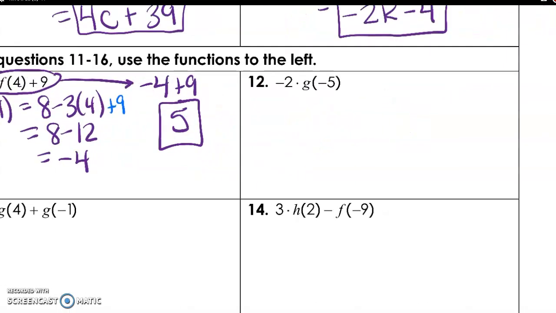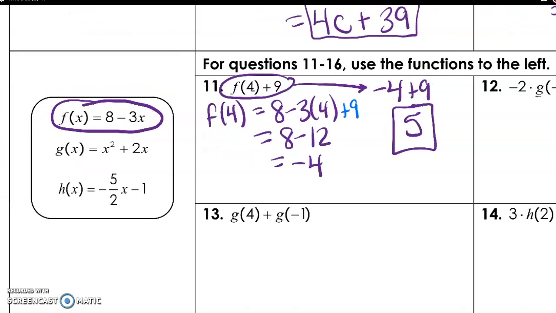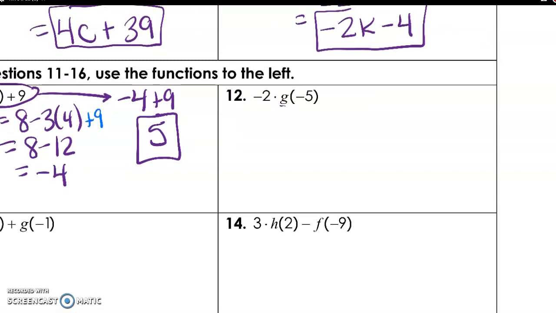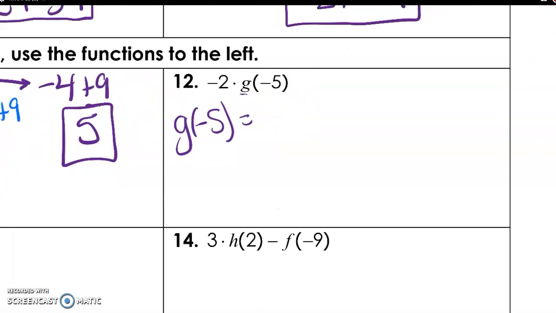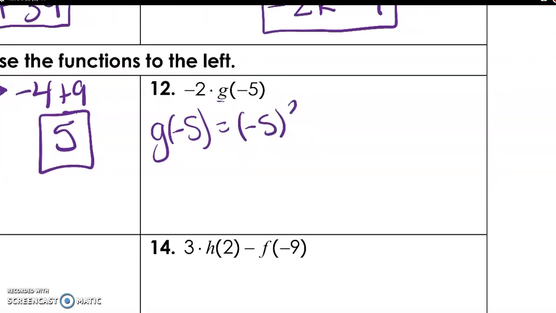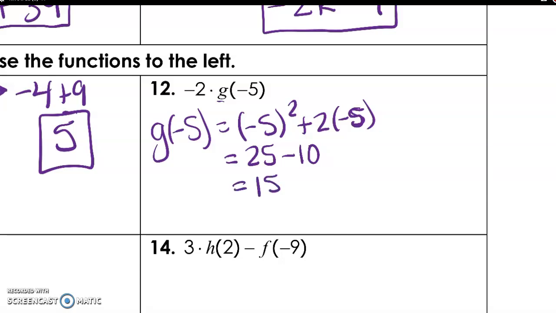So number 12, it's very important that you notice that we're using function g, which is the middle one. So part of it is looking and knowing which function you're using. And we're doing negative 5. So g of negative 5 equals, remember we need to put the negatives in parentheses, negative 5 squared plus 2 times negative 5. Negative 5 squared is 25. 2 times negative 5 would be negative 10. So you can put minus 10 or you can put plus negative 10. That's up to you. But we would end up with 15.